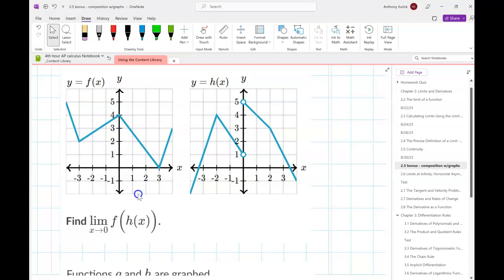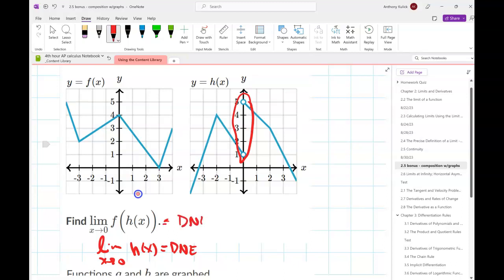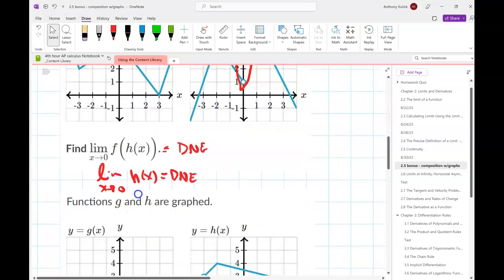Again, what do I notice right away when I look at the graphs? F is continuous, but h of x is not continuous. Now, that's not a problem unless the limit that we're looking for is where the discontinuity is. So if I look at the limit as x approaches 0 of h of x, what do I notice here? So what does this tell us about the limit of the composition? Doesn't exist. Everybody's okay there? Okay.